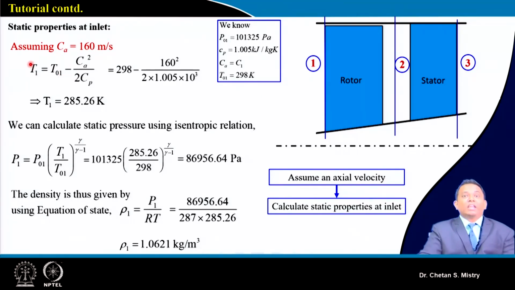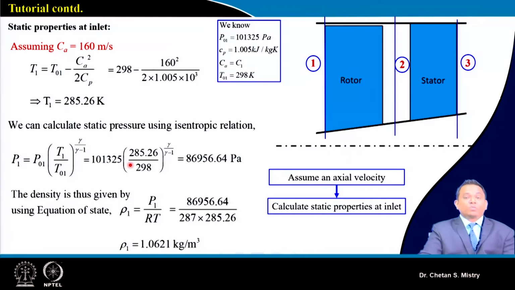We are interested in calculation of our density. That density we are talking about is the static density, which means we are looking for a static property. Density we write as P1 upon RT1, which is a static property. So we need our static pressure and our static temperature. Once we calculate our static temperature, based on our isentropic relation we can calculate our static pressure. If T1 and T01 are known to us, this comes to 86.95 kilopascal.